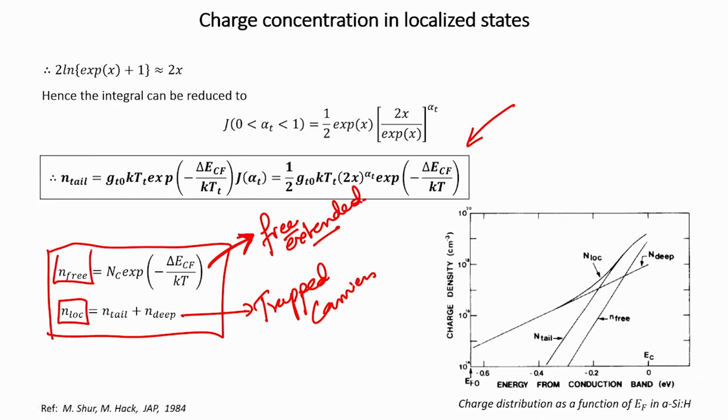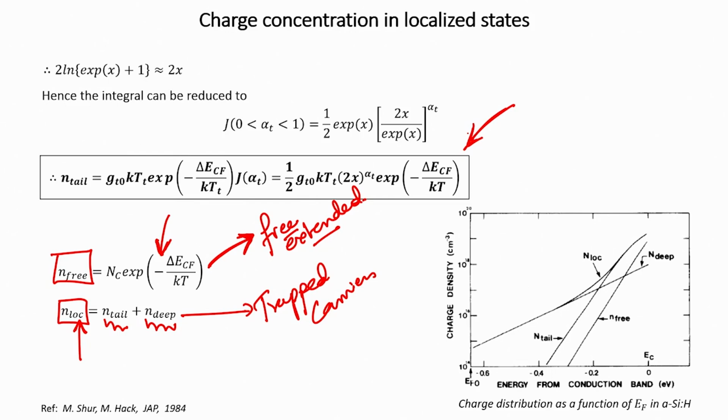So the number of free carriers per unit volume is given by an expression that you are all very familiar with, which is the effective density of states into e to the power (EC minus EF) by kT. So this expression is very similar to the case of crystalline silicon. But this is something new which did not exist in the case of crystalline silicon: the number of carriers that are trapped per unit volume is given by the total number of trapped carriers in the tail states plus the total number of trapped carriers in the deep states. And those answers are given here for this particular example.